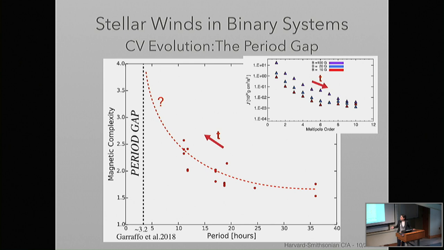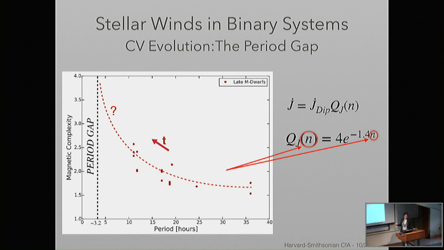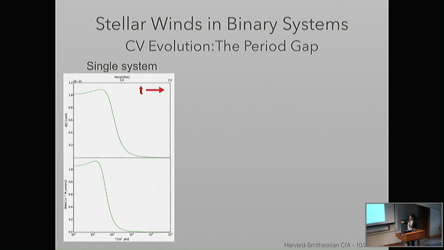So we don't have data to go all the way to the 3 hours period that we're interested in. This is about 10 hours, so we don't have data to go all the way. But if we assume that this is the trend, and we use our spin-down model, and for the complexity we use this trend, so that's what we're assuming, that the single star's complexity represents well the secondary star in the CVs, because they are the same rotation period and the same spectral type, and that this trend continues. If we do that, we find the following. We find that for a single system with time, the angular momentum loss decreases just at 3.2, just where we expected it, decreases 90% pretty suddenly.